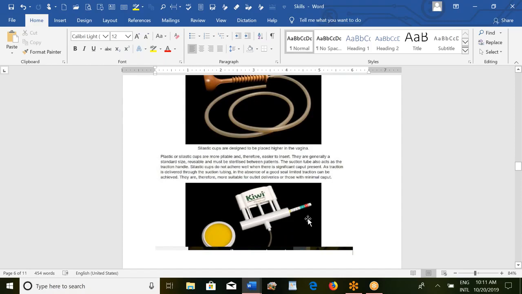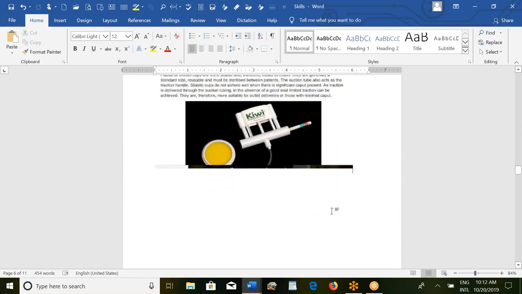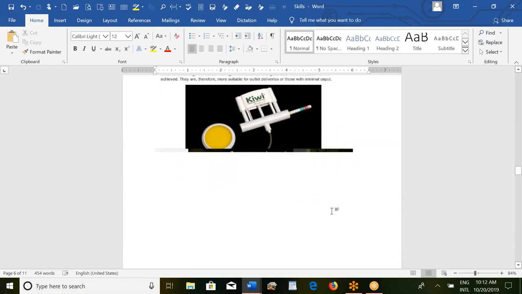Kiwi is easily available, and it is handy, and everyone can use it. It does not require special training, but it can be applied and it causes less trauma to the mother and to the fetus. So where should it be applied?